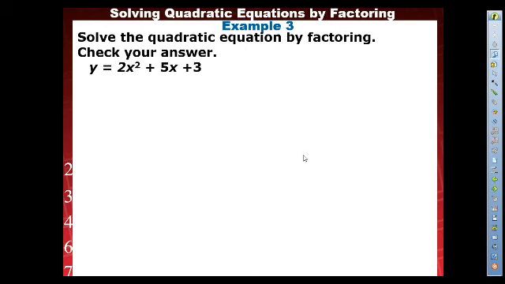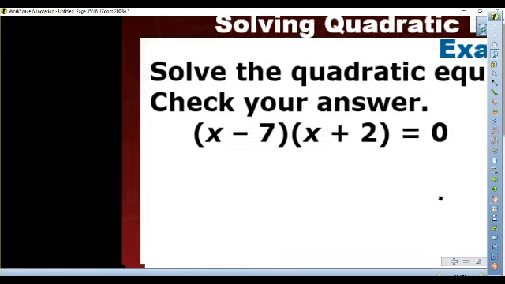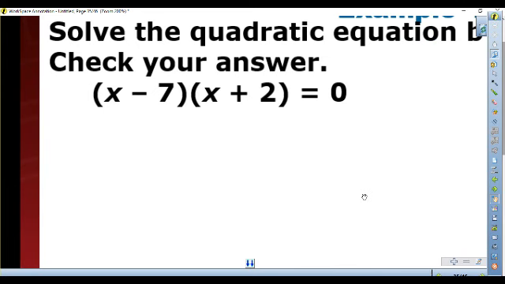Because now the coefficient needs to be included. Whenever you have a coefficient in front of the x squared, look at this one. Tell your neighbor what you notice on this one. Exactly. So on that one, you just do the last 2 steps, and that's it.